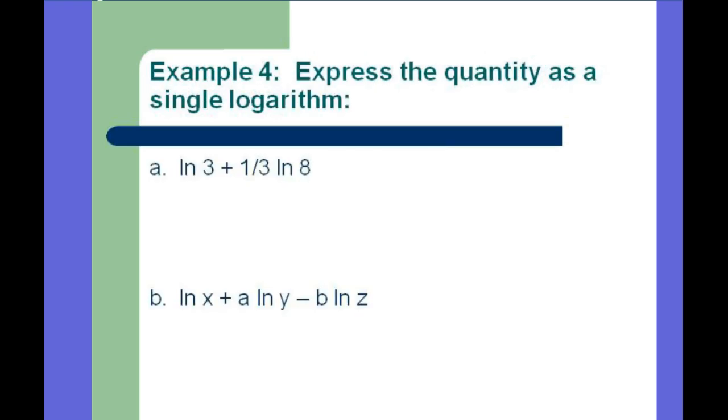Okay? Express this as a single log. So now I want you to bring them together. So 2 logs being added is the same as, coefficients out in front are the same as, in what do we know about 8 to the 1/3 power? 2 times 3.